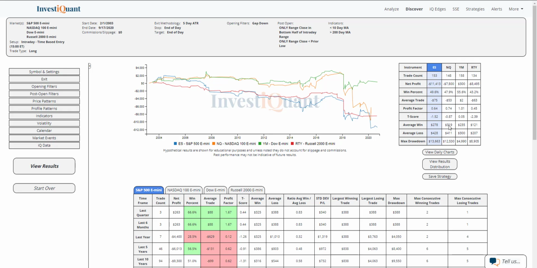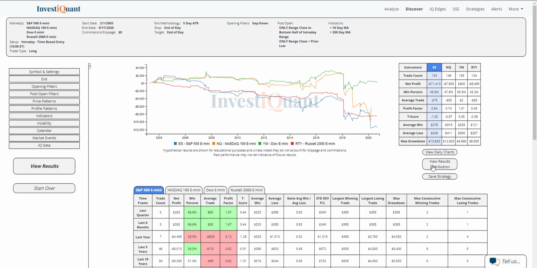But the average win versus average loss does have some skewing going on. And you can see the average loss is larger than the average win. You can see that here in the S&P. That's the same here in the NASDAQ, in the Dow, and in the Russell. So all four of these, the larger average moves have been on the downside than on the upside, but the win rates have been pretty mixed here historically.